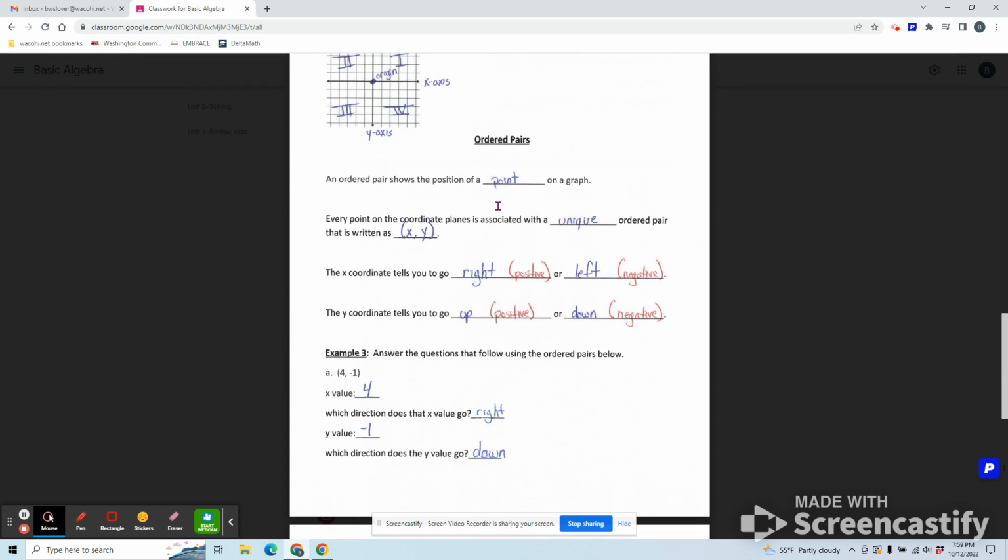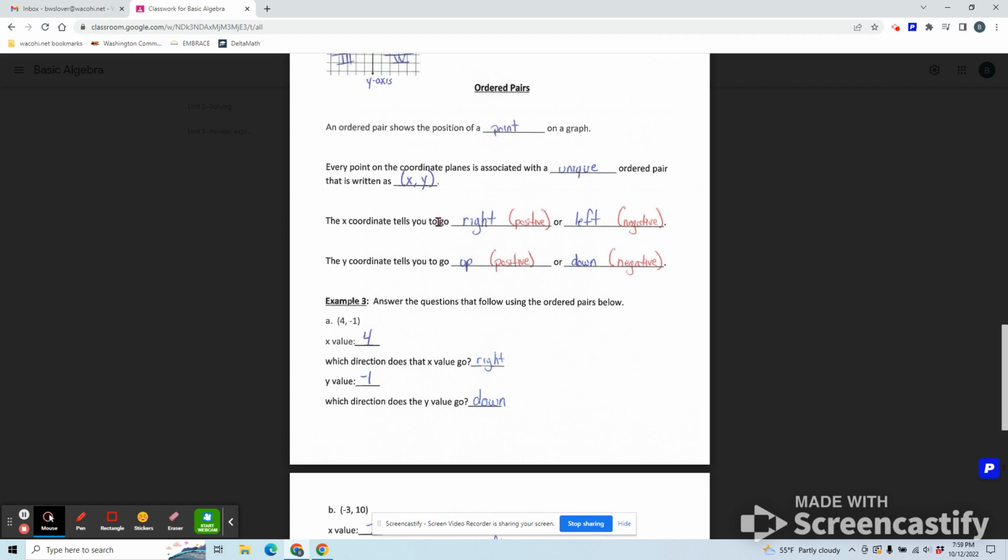Now we're going to get into the ordered pairs. An ordered pair shows the position of a point on a graph. Every point on the coordinate plane is associated with a unique ordered pair that's written as x comma y. So that x comma y is generic. It's going to be replaced with numbers. But anytime we see an ordered pair, you can think of it as x comma y. And that'll come into play when we get into slope in a few days.